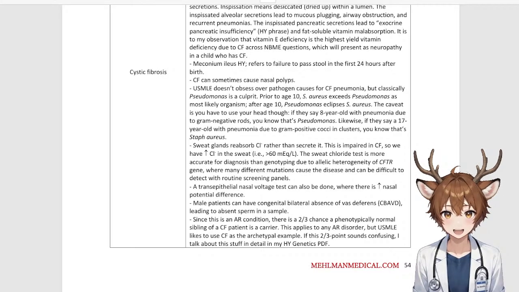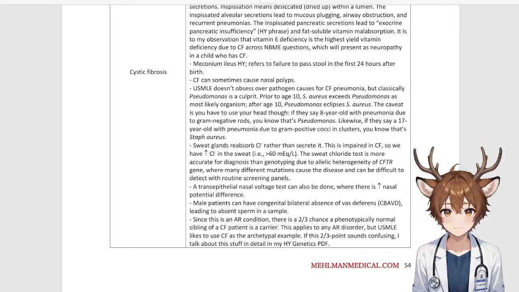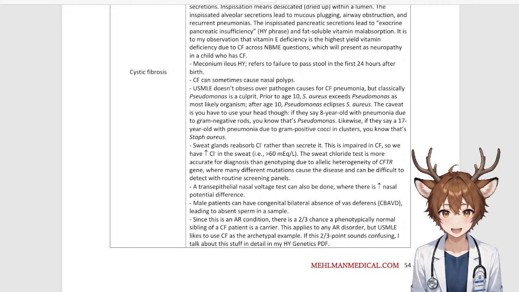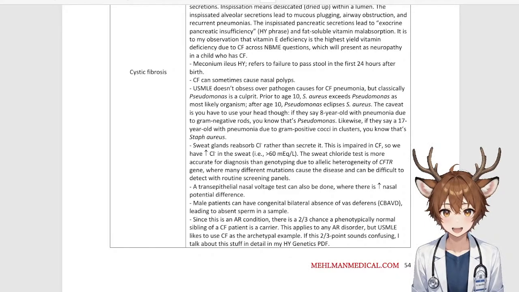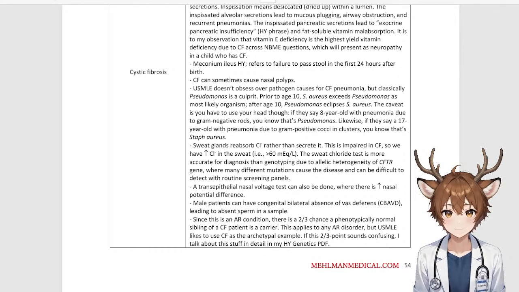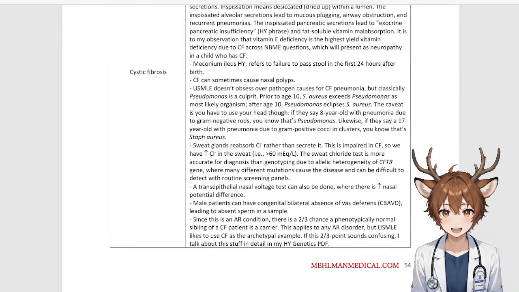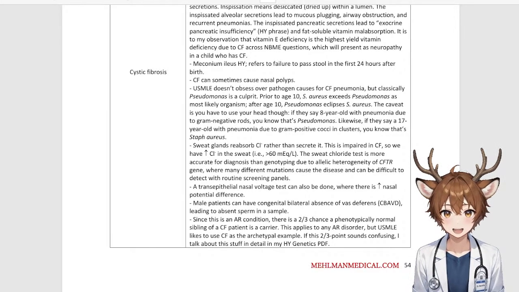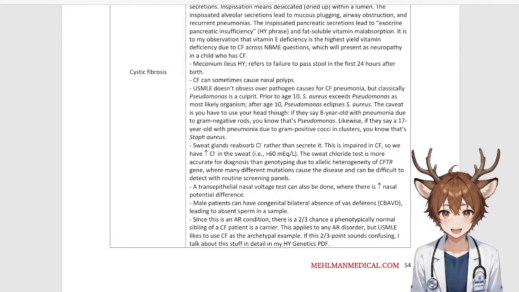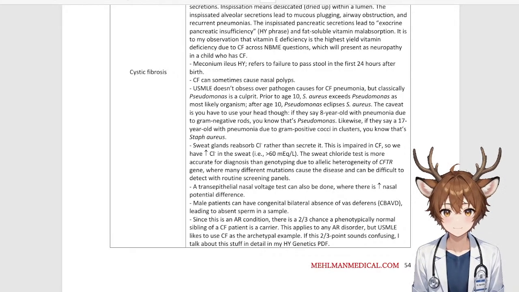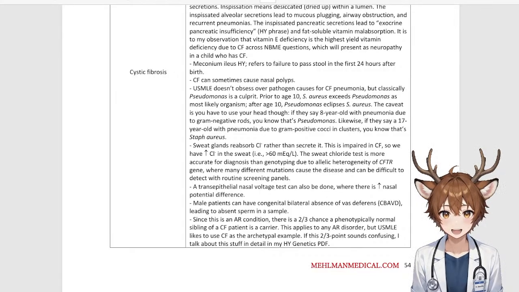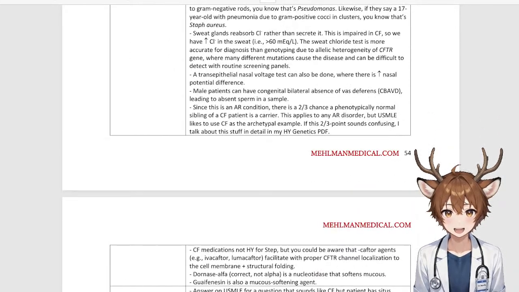Since this is an AR condition, autosomal recessive, this is what they mean, there is a 2/3 chance that a phenotypically normal sibling of a CF patient is a carrier. This applies to any autosomal recessive disorder, but USMLE likes to use CF as the archetypal example. If this 2/3 point sounds confusing, I talk about this stuff in detail in my high yield genetics PDF. If you want to read more about how Punnett squares work, be my guest.